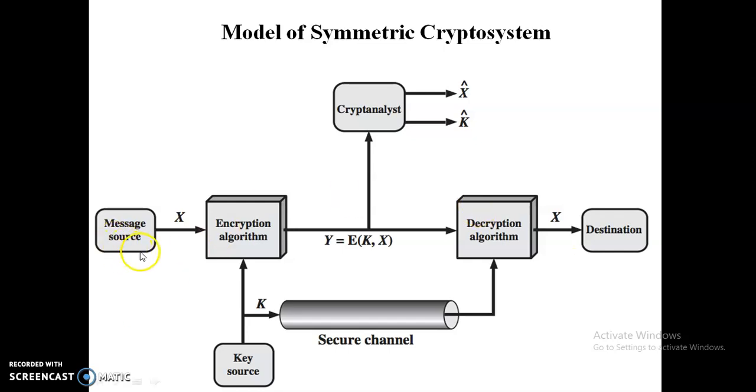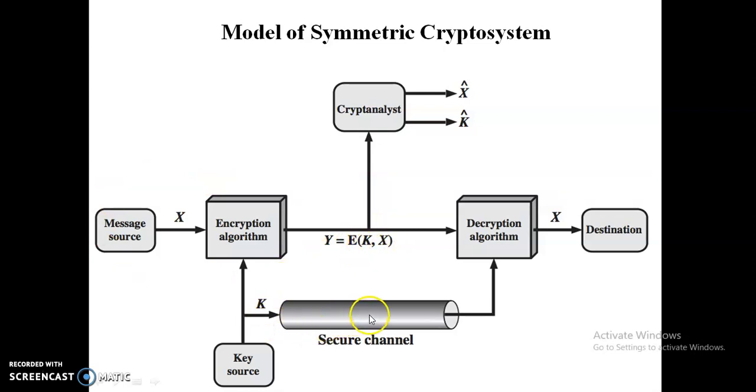Once again I repeat this. This is the source message. The source means the sender who wished to send the message to the receiver, that is in the form of X, and the key was generated. The plain text and the key both are fed into the encryption algorithm, and Y is the ciphertext. Ciphertext is in the form of encryption algorithm, secret key, and the plain text.